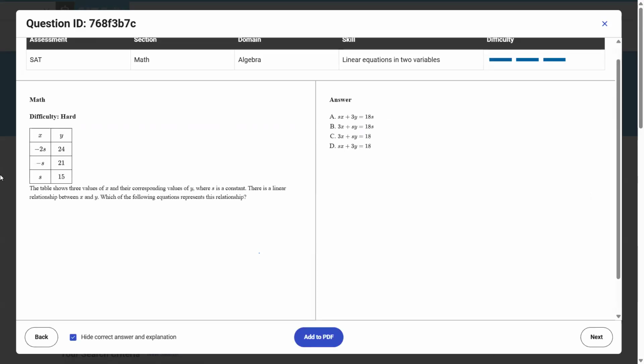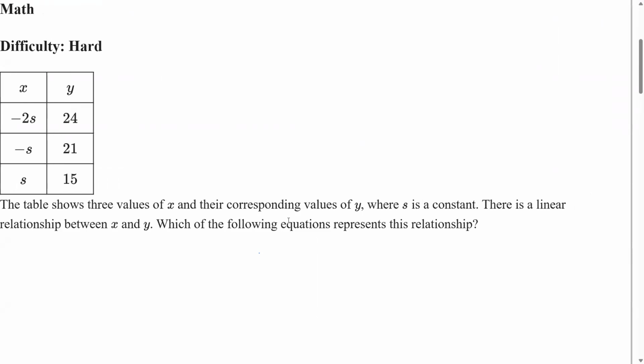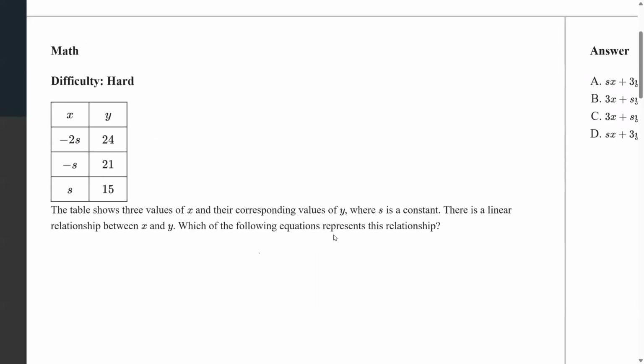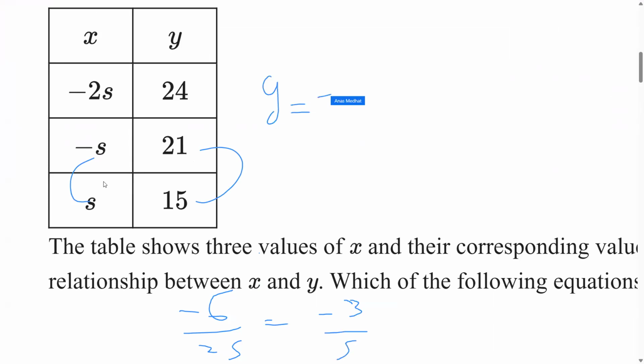That's an easy question. The table shows three values of X and their corresponding values of Y, where S is a constant. There is a linear relationship between X and Y. Which equation represents the relationship? Now let's get the relationship quickly. Let's get the slope. This minus this over this minus this gives you negative 6 over 2S. So negative 3 over S is the slope. Y equals negative 3X over S.